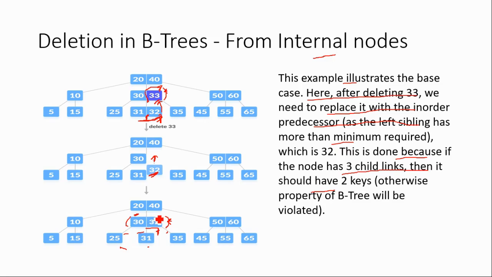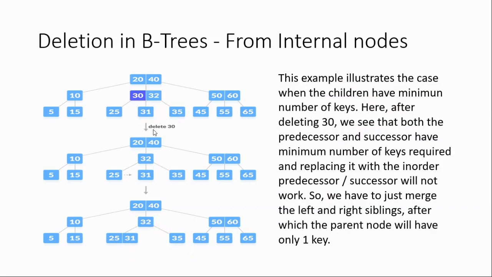So for example, if we had chosen 35 for borrowing a key, then after borrowing, that node would have had no element, and it would have made more sense to remove that node, but then there would be two elements and two nodes, so that doesn't make any sense. So we have to borrow from the one which has more than the minimum.